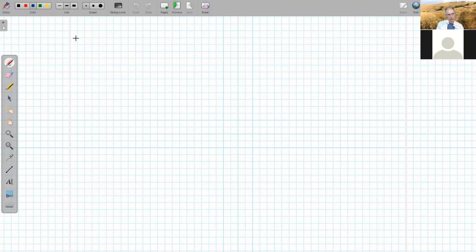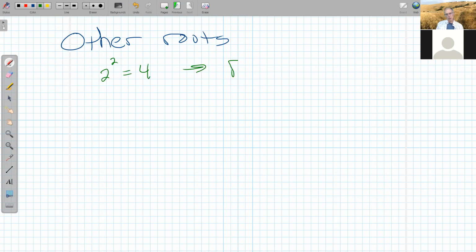So here we're looking at other roots besides square roots. Back to square roots for just a moment. Since 2 squared is equal to 4, then we know the square root of 4 is equal to 2. Now, there's nothing special about squaring things. Sometimes we need to cube things. So I might need to know 2 cubed, 2 times 2 times 2, that's 8.